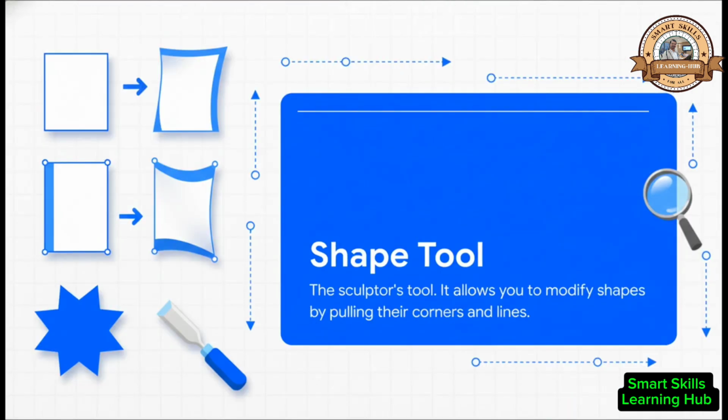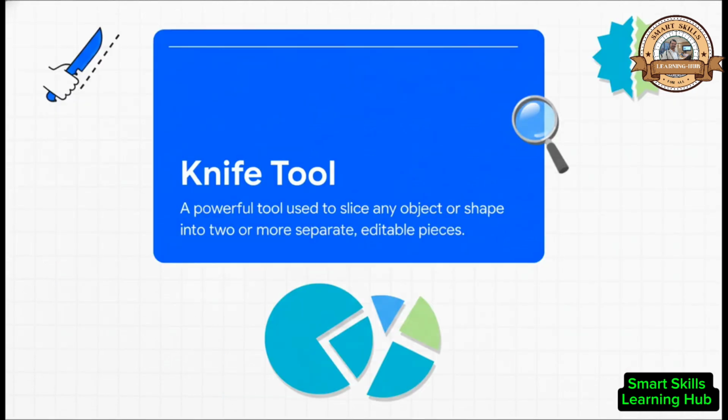But what if you want to change a shape? Well, that's where the shape tool comes in. It basically lets you sculpt your basic rectangles and circles into these unique custom designs. And to make things even more interesting, the knife tool allows you to cut objects apart, which, trust me, opens up a whole world of creative possibilities.